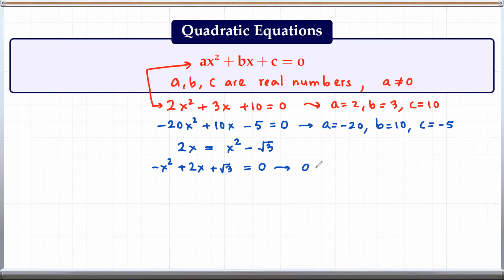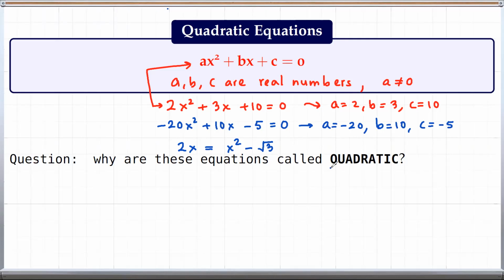So in this case, a is negative 1, the coefficient of x squared. b is 2, the coefficient of x, and c is the constant term, which is square root of 3. So these are some examples of quadratic equations. Now the question is why these are called quadratic equations, or how did they get the name quadratic? So let's try to answer that next.